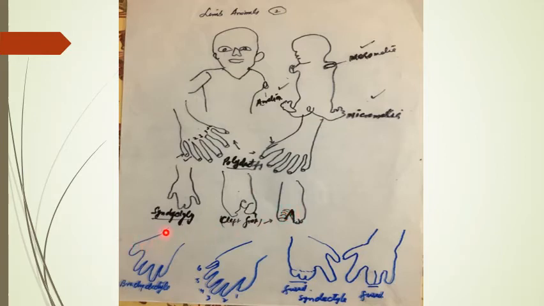Brachydactyly is a condition in which the fingers and toes are small in size. Phalanges are small. Hand is fully developed, but phalanges are small in size. So fingers are small and toes are small. Here is shown the polydactyly and the fused fingers, syndactyly. Similarly, in the hand, fused fingers are shown.